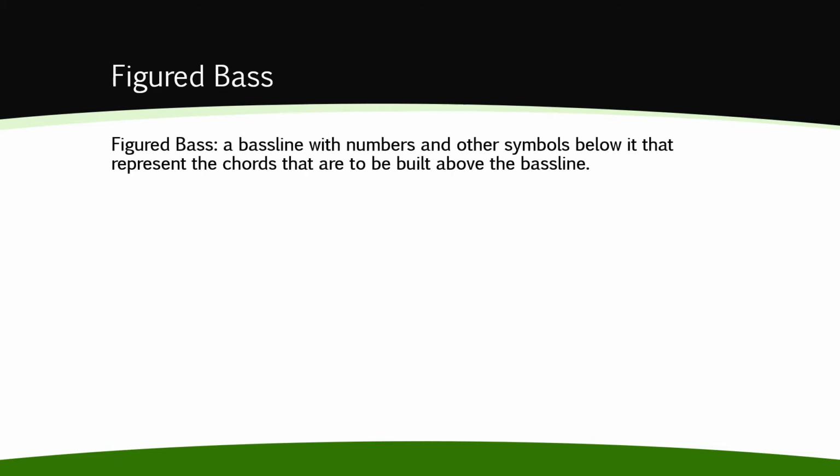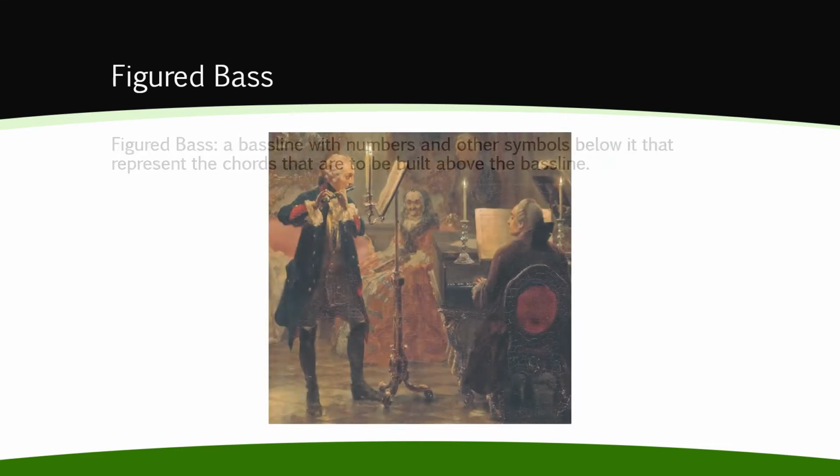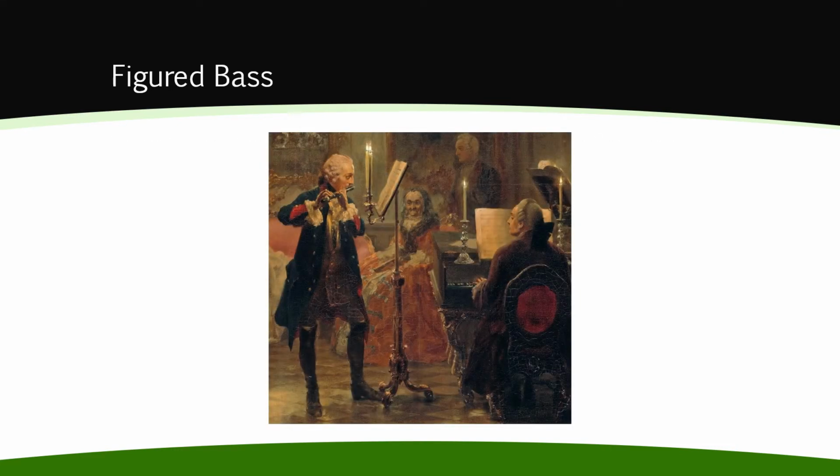Figured bass is a bass line with numbers and other symbols below it that represent information such as chord members, inversion, and chromatic alterations. Figured bass was originally used by keyboardists in the Baroque period. It offered a skeleton above which the keyboard would create or realize the chords above the bass line based on the information provided in the figured bass.